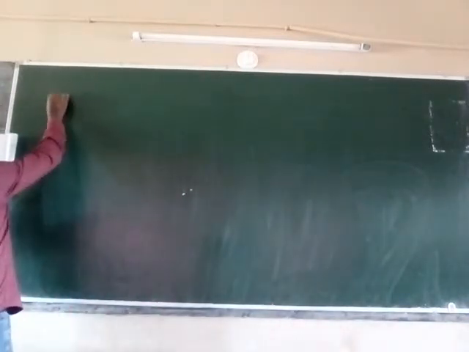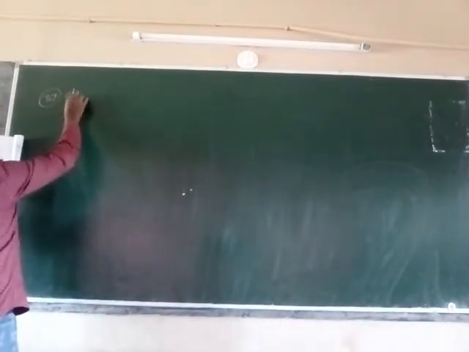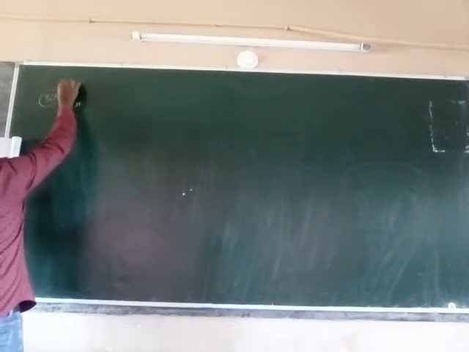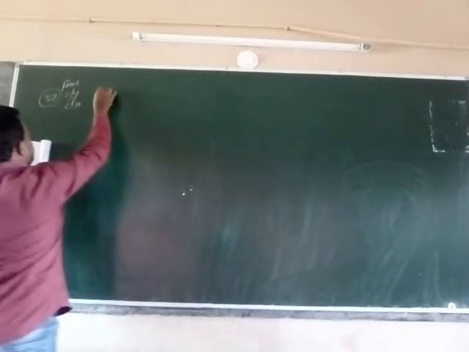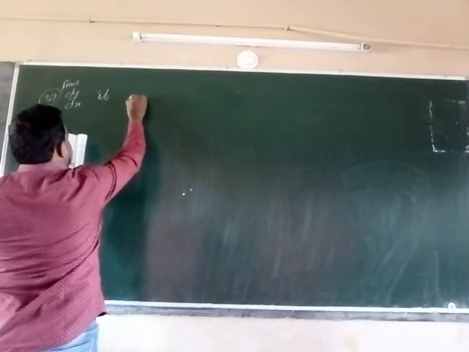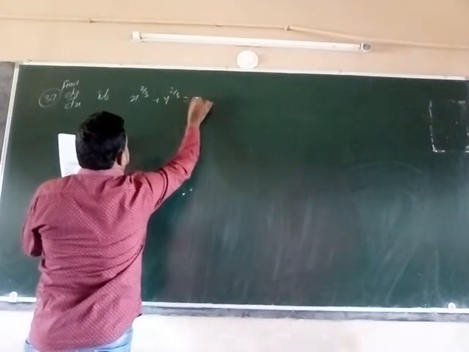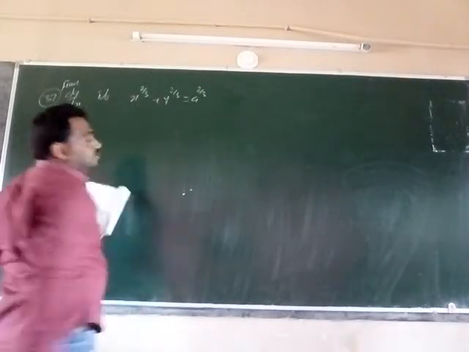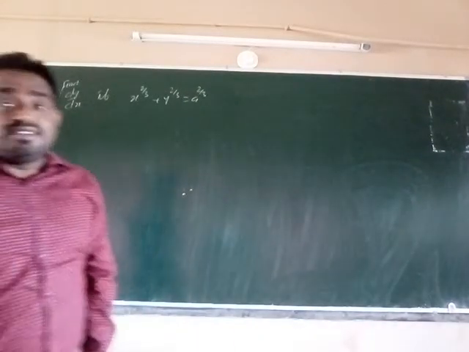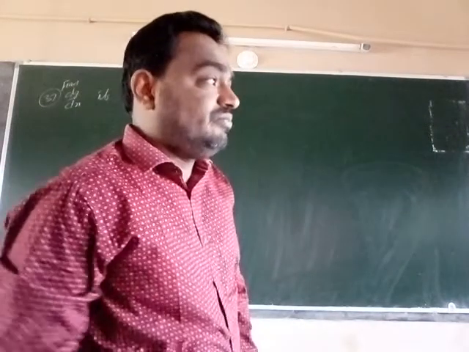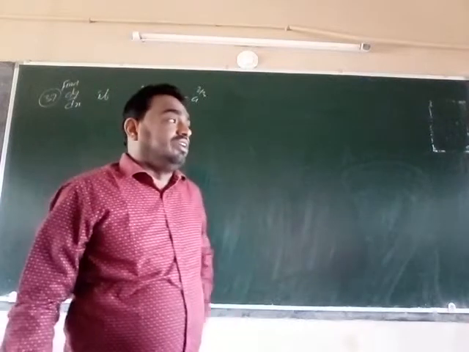37. Find dy by dx if x power 2 by 3 plus y power 2 by 3 is equal to a power 2 by 3. This is not a parametric equation. This is the general equation only.